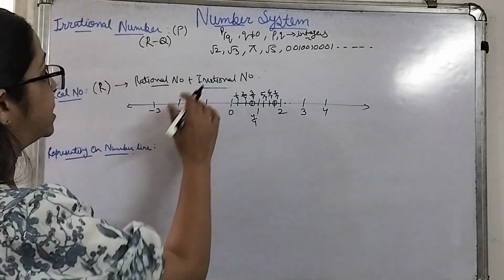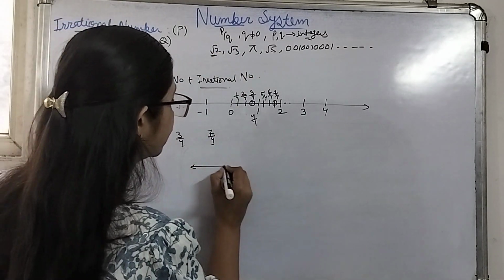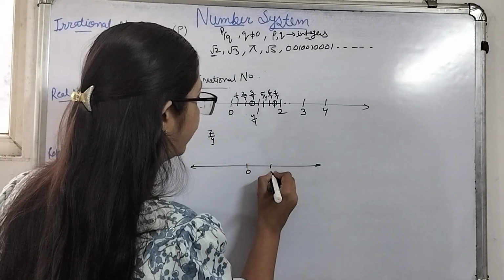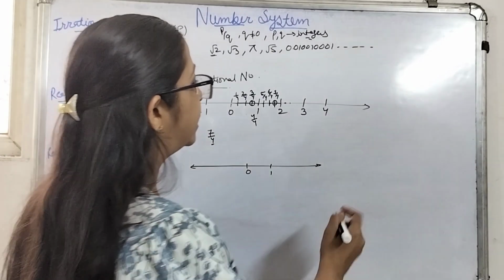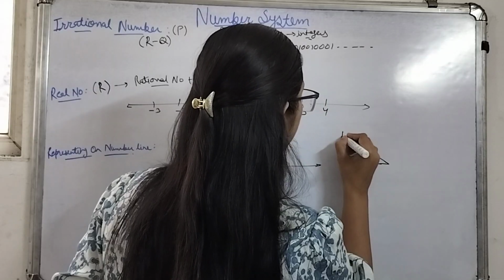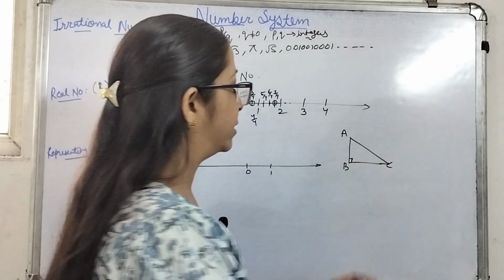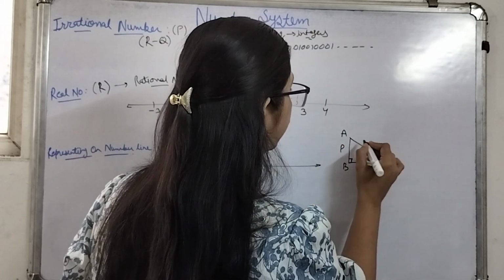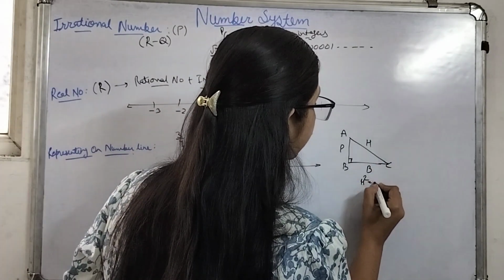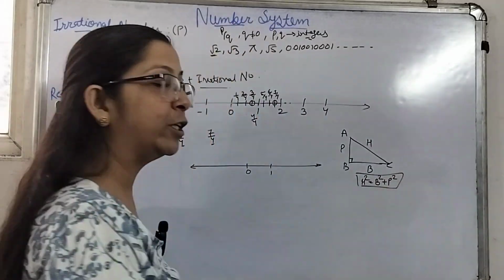Now, if I am to represent, say, root of 2 on the number line, how will I represent it? For representing an irrational number on the number line, suppose this is your 0, this is your 1. We know the Pythagoras theorem. In a right angle triangle, suppose this is A, this is B, this is C, the side opposite to 90 degrees is the hypotenuse. Suppose this is your base, this is your perpendicular, and this is your hypotenuse. In that case, hypotenuse squared is equivalent to base squared plus perpendicular squared. This is your Pythagoras theorem. We already know about it.